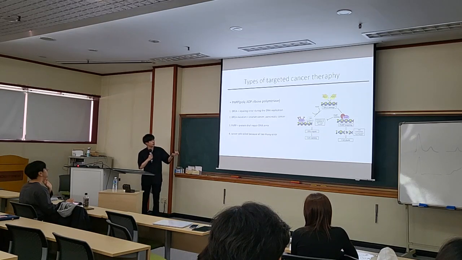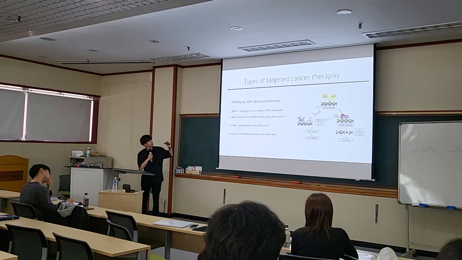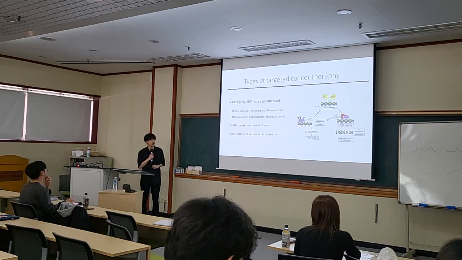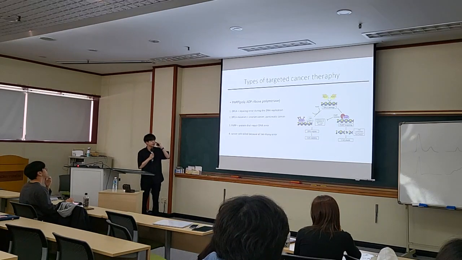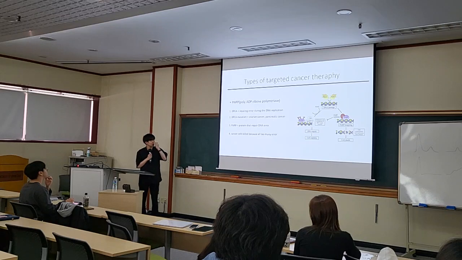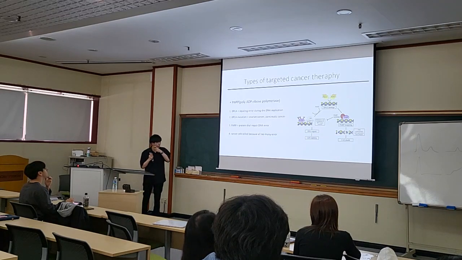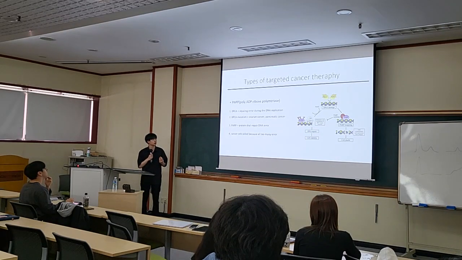PARP is also a protein that repairs DNA errors. If we inhibit PARP in cells that already have a BRCA mutation, which cannot repair errors, then the cells cannot repair DNA errors anymore. The DNA errors accumulate, and the cancer cells are killed because there are too many errors.